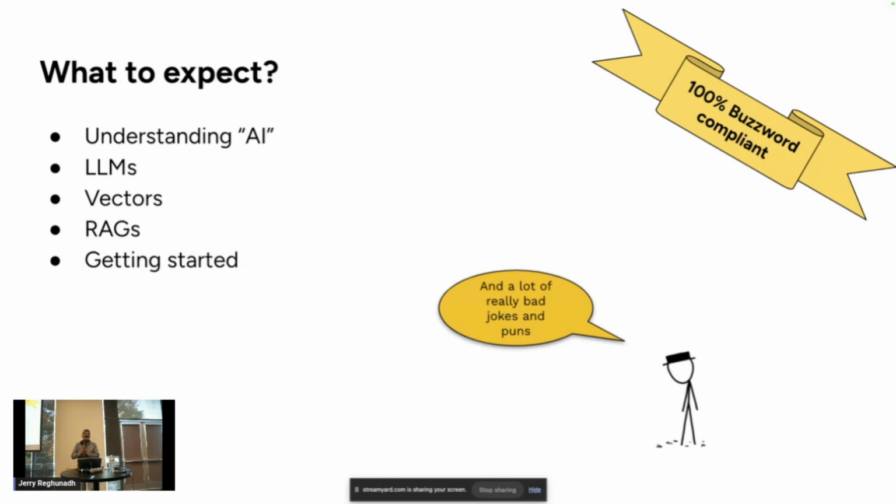So what to expect: we're going to take a look at what exactly AI is and how you can relate to it, trying to draw some parallels. We're going to look at what LLMs are, what vectors are, what RAGs are, and we'll get started with that.